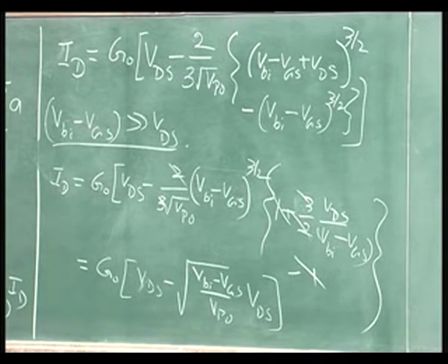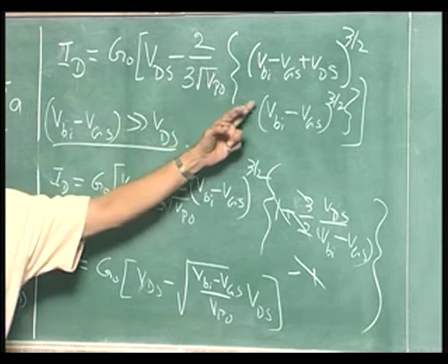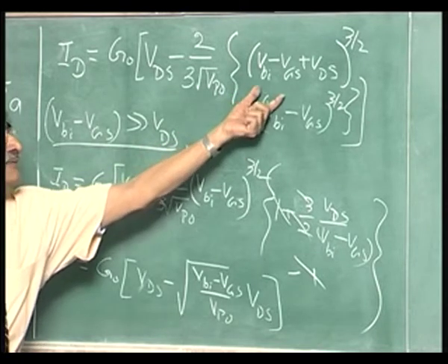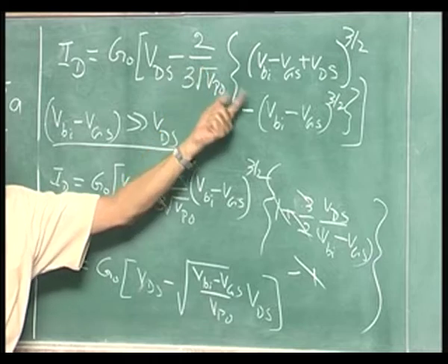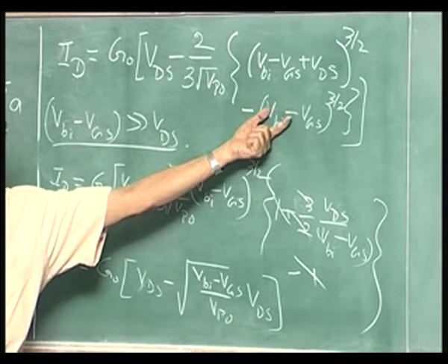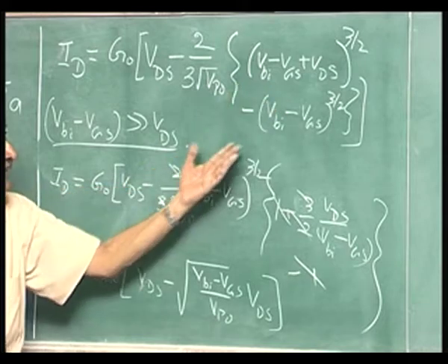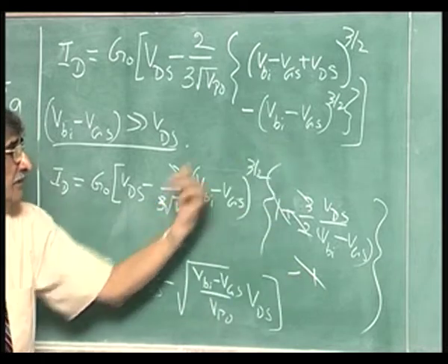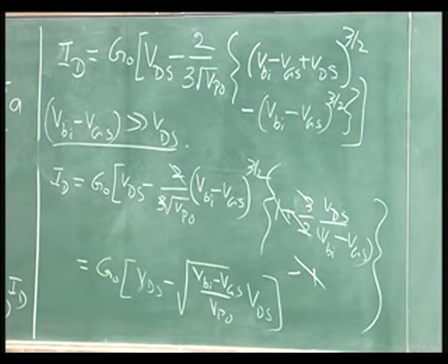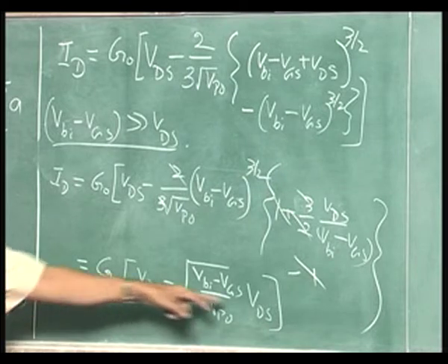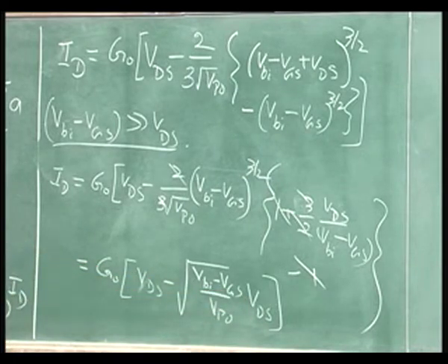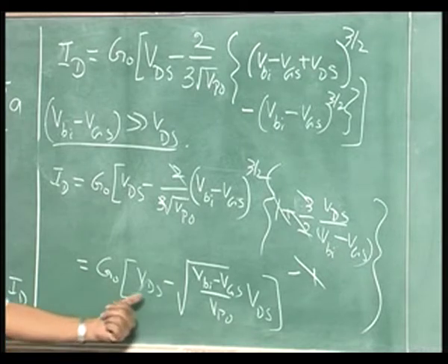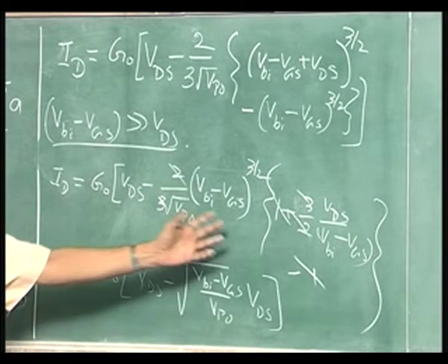So, what we have done is just expanded this particular term, binomial expansion, pulling this V b i minus V g s out, you get 1 plus V d s divided by V b i minus V g s to the power 3 by 2, that we write as 1 plus 3 by 2 V d s like that. So, that second term we have pulled out, and the minus terms cancel out. It is very simple. Now, what we have written there is we have pulled out this V d s from inside the bracket, and you get G naught into 1 minus the square root of V b i minus V g s by V p 0, the whole thing into V d s.